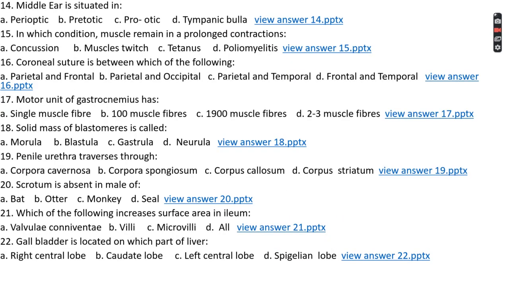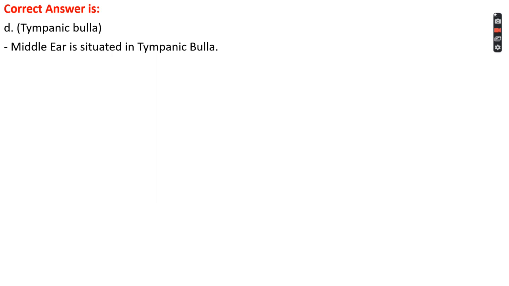Question number 14. Middle ear is situated in: option A, preoptic, option B, pre-prootic, option C, prootic, option D, tympanic bulla. The right answer is option D, that is the tympanic bulla. Middle ear is situated in the tympanic bulla.